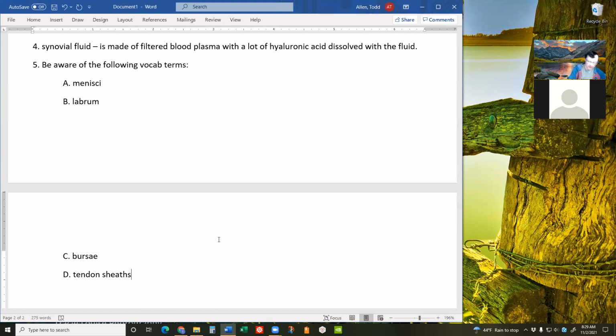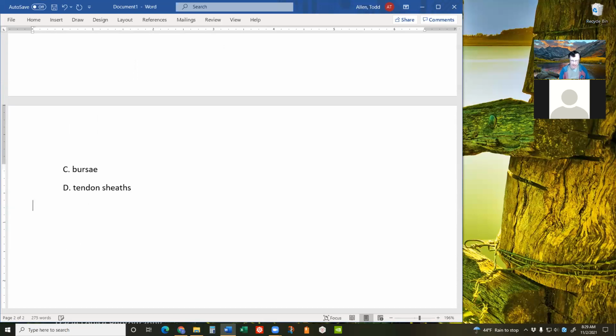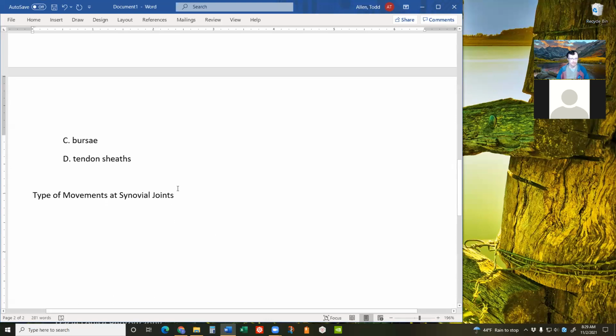Okay, well, let's continue, folks. So our goal for finishing this chapter up is talking about the types of motions you're going to find at the synovial joints. In my textbook, this starts on page 276, and I'm talking about information that is near figures 9.4 and 9.5. Types of movements at synovial joints.